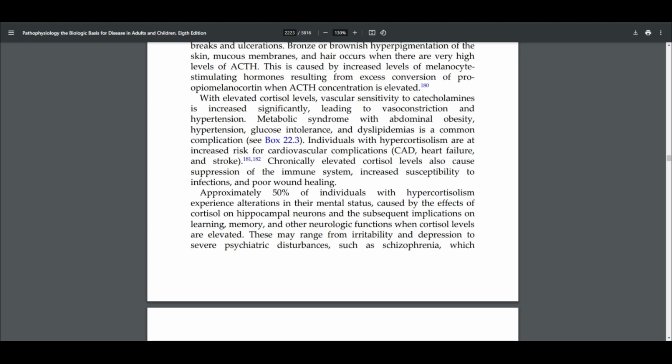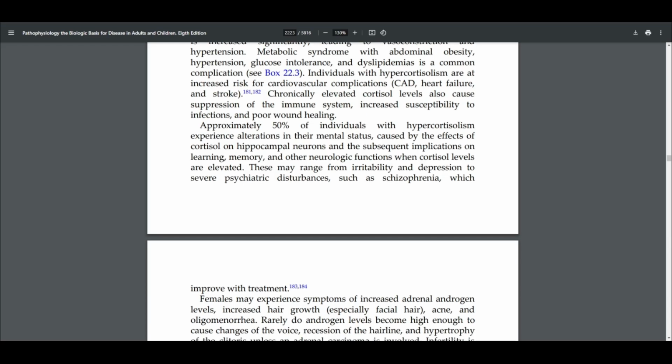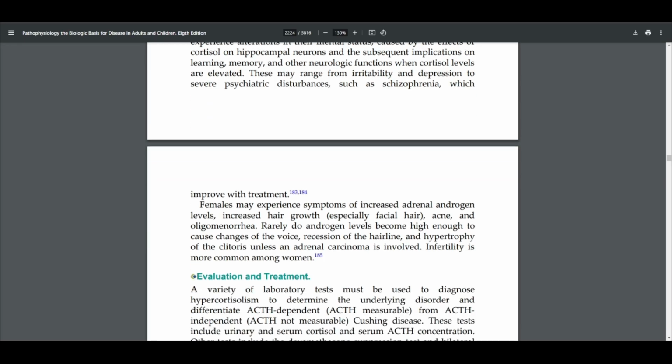Approximately 50% of individuals with hypercortisolism experience alterations in their mental status caused by the effects of cortisol on hippocampal neurons and the subsequent implications on learning, memory, and other neurologic functions when cortisol levels are elevated. These may range from irritability and depression to severe psychiatric disturbances such as schizophrenia, which improve with treatment.